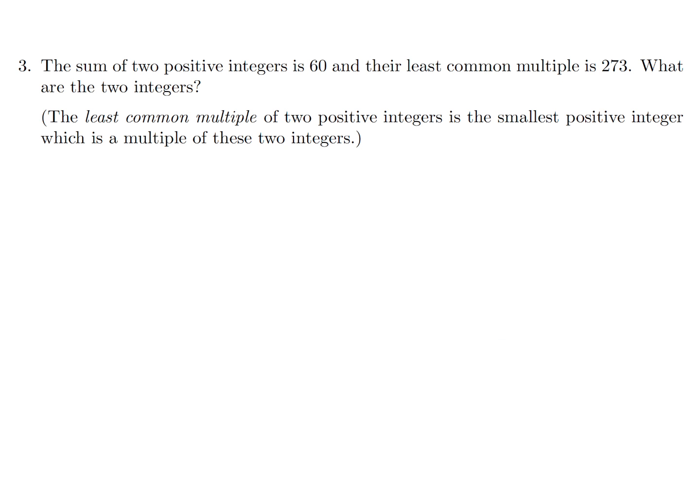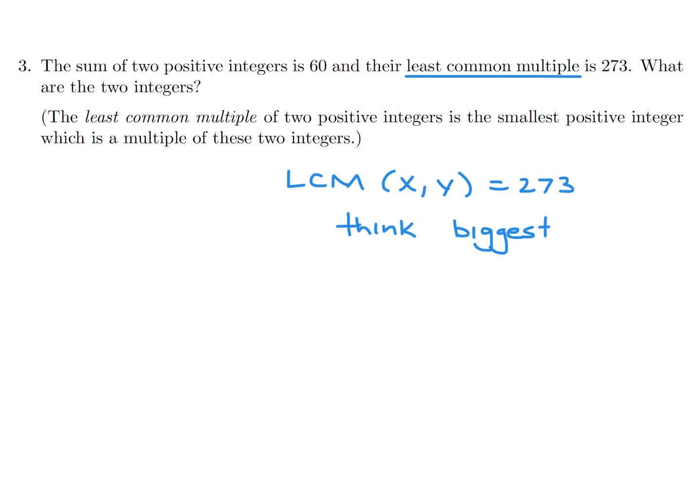The sum of two positive integers is 60, and their least common multiple is 273. What are the two integers? If you're not familiar with LCM, I encourage you to become familiar. If you have the LCM of two numbers, they're saying it's 273. Now, least common multiple, you have to think the biggest. And no, I did not misspeak there, and I'll explain what I mean. But first, we have to figure out what is 273 in terms of its prime factors. And it's 3 times 7 times 13.